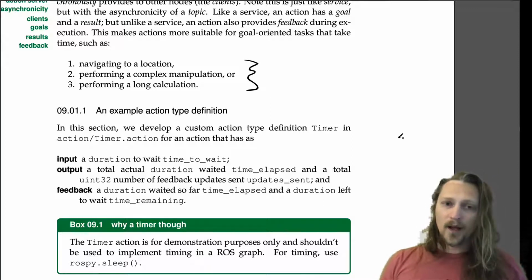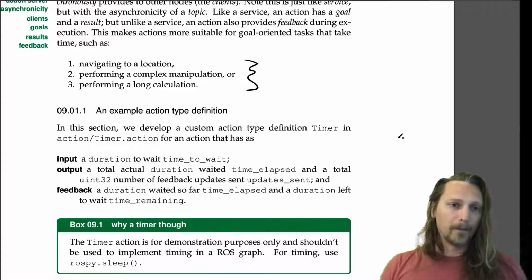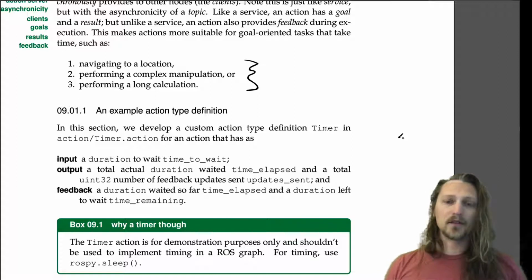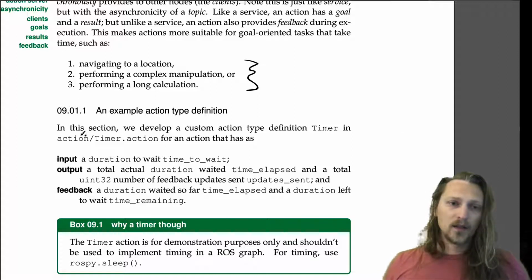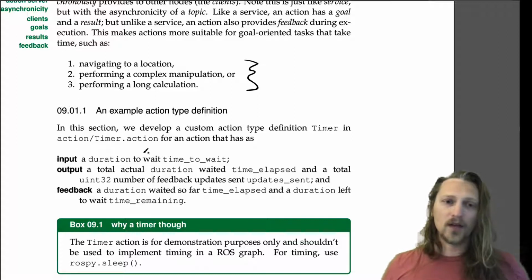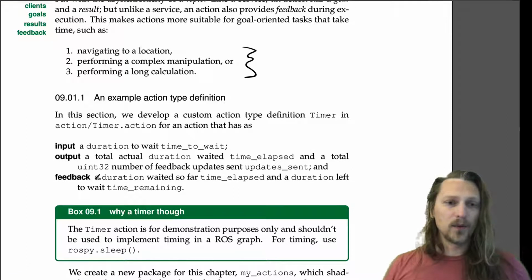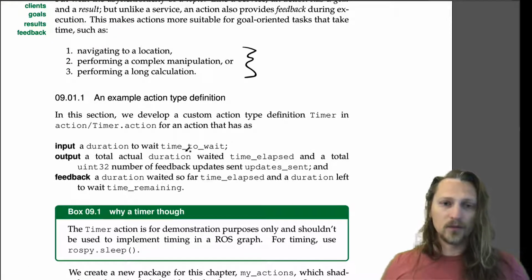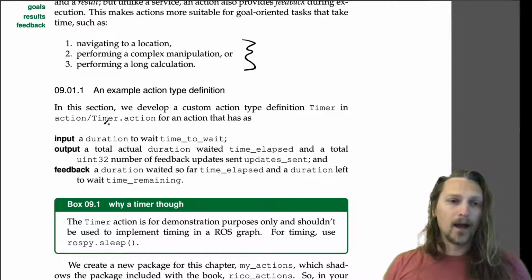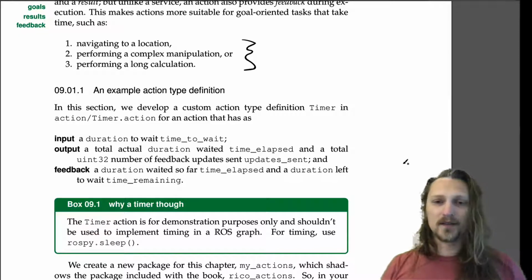An example action type definition. In this section, we develop a custom action type definition timer in action/timer.action for an action that has as input a duration to wait, which we're going to call time to wait, output an actual duration waited, time elapsed, and a total integer number of feedback updates sent, called update sent.